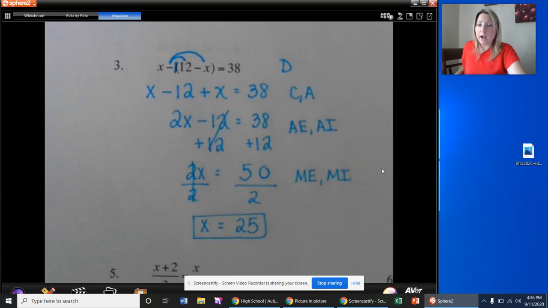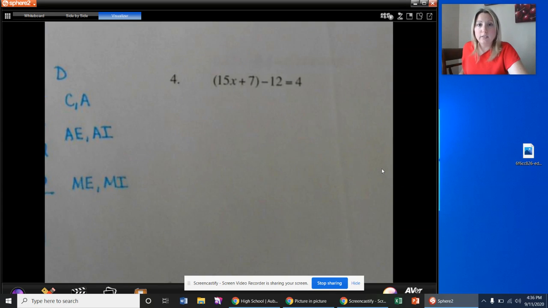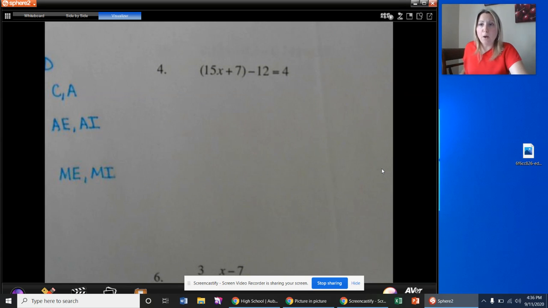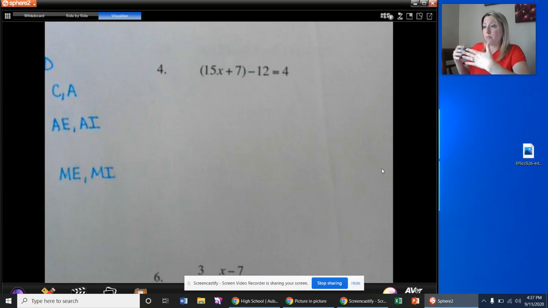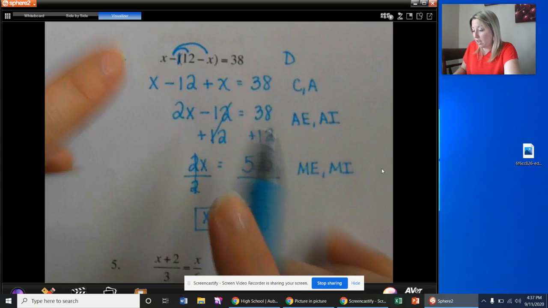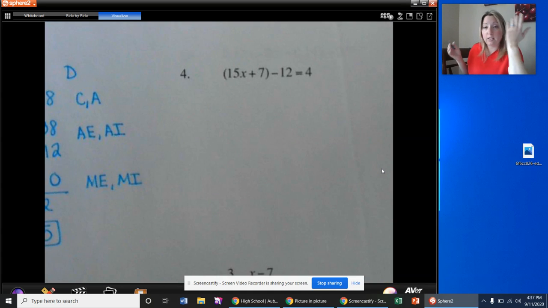Number 4 is not slightly more challenging. I'm sorry, I guess I should have looked before I said that. Number 4 looks like I might need to use the distributive property, right? Because I see parentheses in the middle of my equation. I don't. Those parentheses are useless. They're not keeping my 15x and my 7 held prisoner by something being multiplied by it, like the negative sign out in front of it. That's why we needed to distribute the negative sign. This has got nothing.